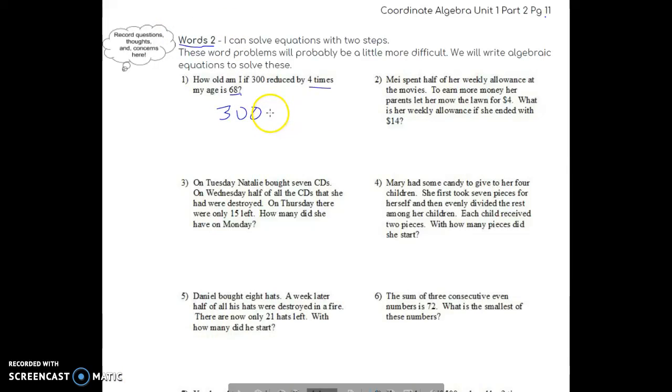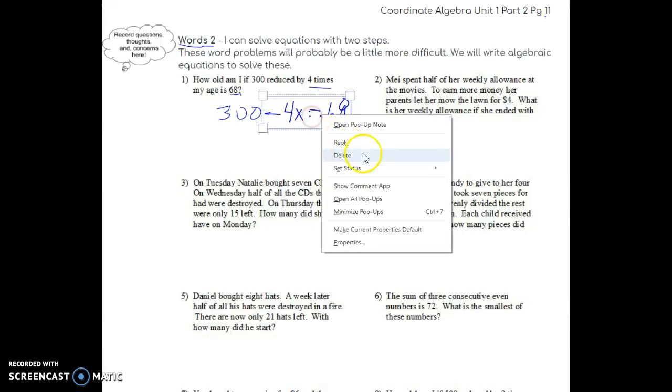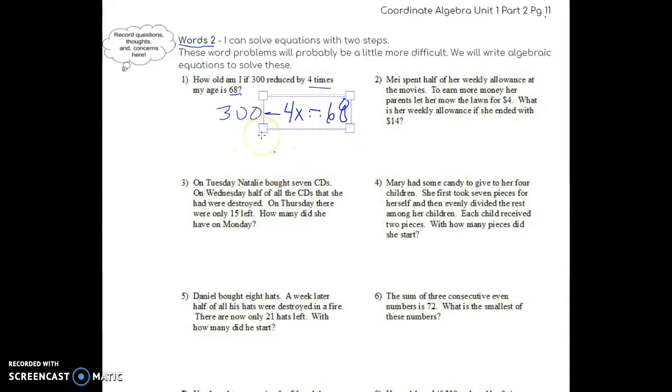Alright, take 2. Let's try again. So 300 minus 4 times something I don't know is in math means equals. Apparently I'm not allowed to draw an equal sign. I can only draw dots. Oh. Nope. Still didn't work. Okay. 300 minus 4 times something is 68, right?